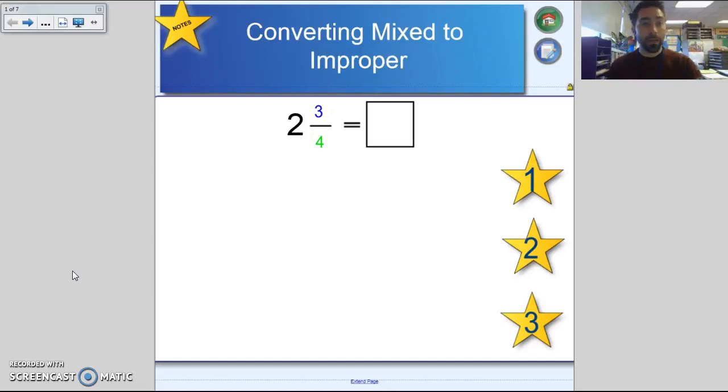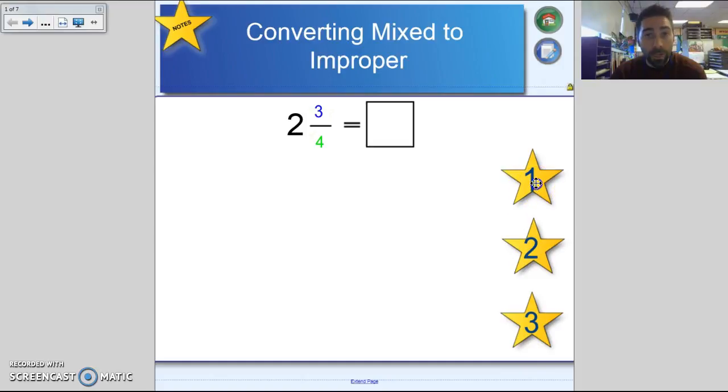Make sure you get the title down, and anything that says notes, you need to make sure you're writing into your notebook exactly how I have it on the screen. Don't change it. I'm doing this to make sure you stay organized. So start it off with converting mixed to improper. When we do this, you're writing down 2 3/4. We're following 3 steps in this process.